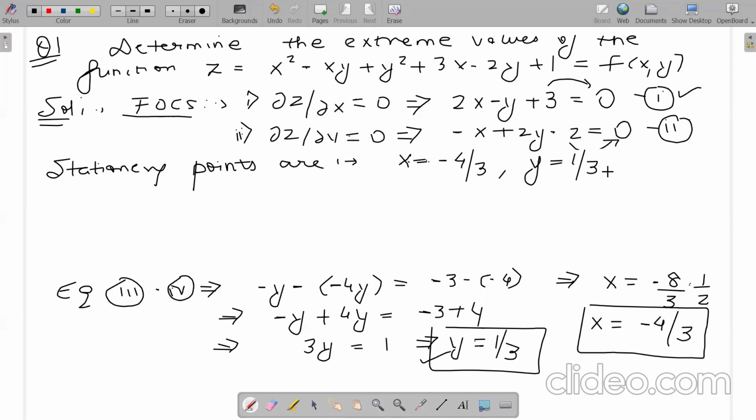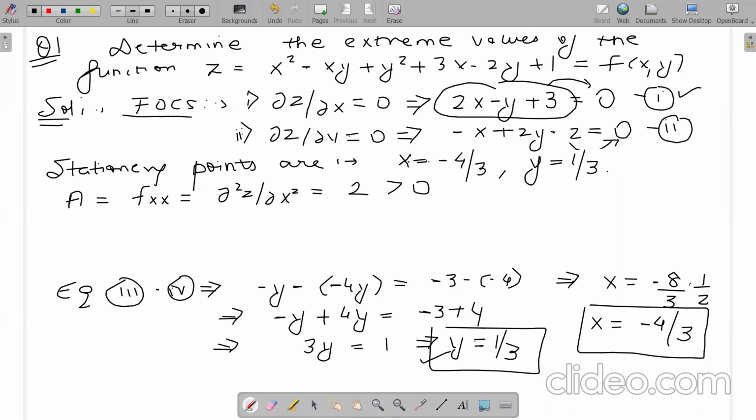So I find out A. A is nothing but fxx. It's nothing but del square z by del x square. This is already del z by del x. Can I further differentiate this with respect to x? I get 2. It's positive. Let's find C. This is fyy, which is del square z by del y square. Del z by del y is this. If I further differentiate this with respect to y, I get 2, which is again positive.